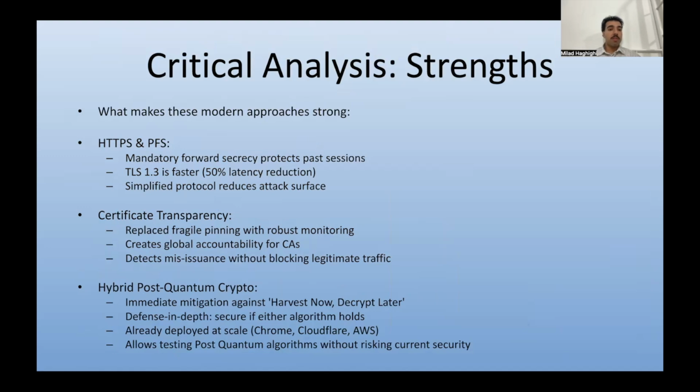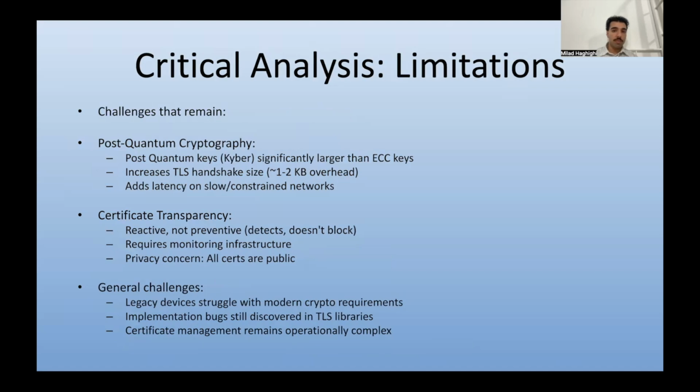So some strengths of these modern approaches is that mandatory forward secrecy protects your past sessions. TLS 1.3 is faster, and the protocols are simplified, meaning there's just a smaller attack surface. Certificate transparency replaces pinning, which is fragile, and it creates accountability for CAs. And hybrid post-quantum cryptography takes immediate action, protecting your data against harvest now, decrypt later, and it remains safe as long as either algorithm holds.